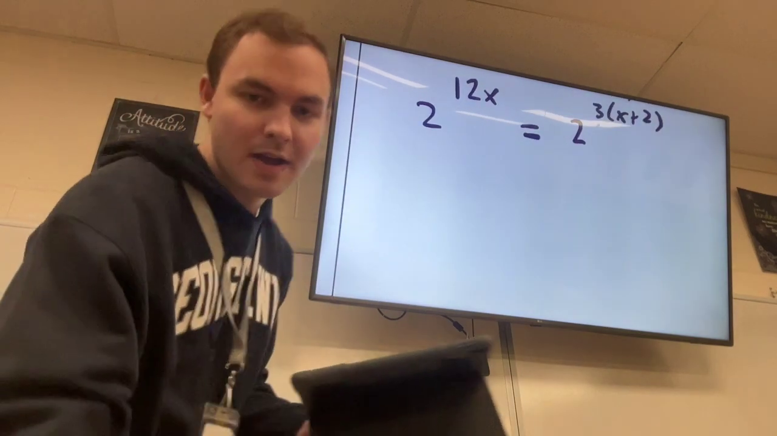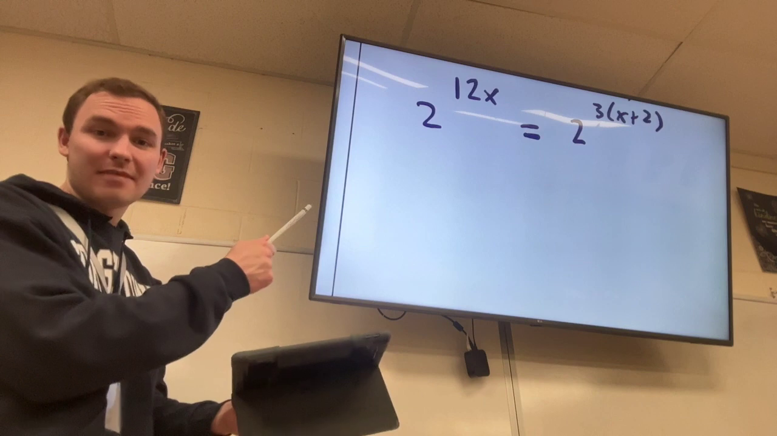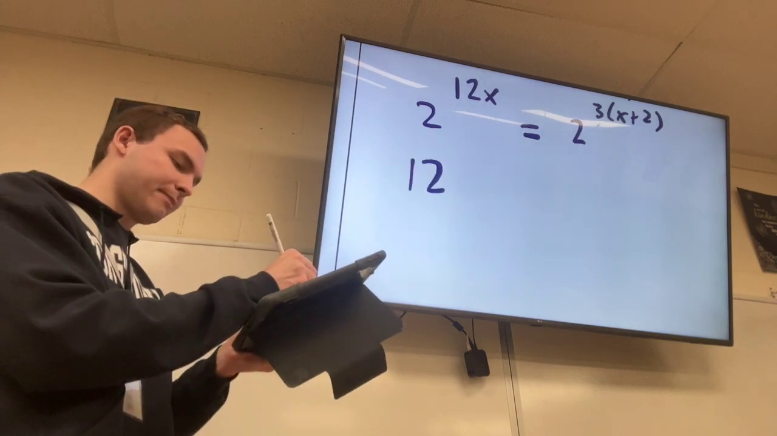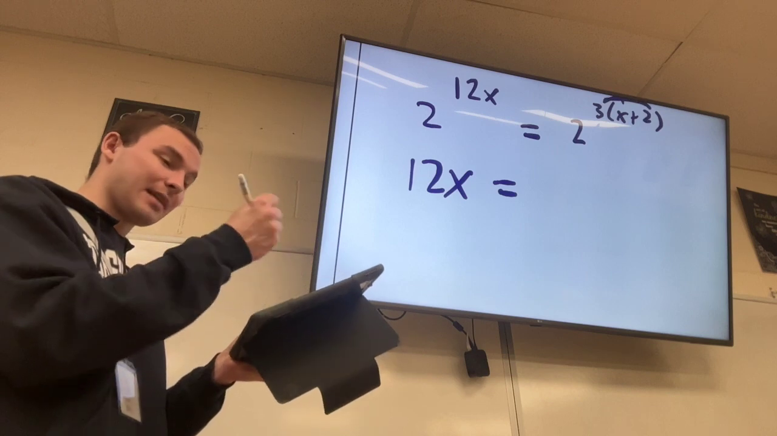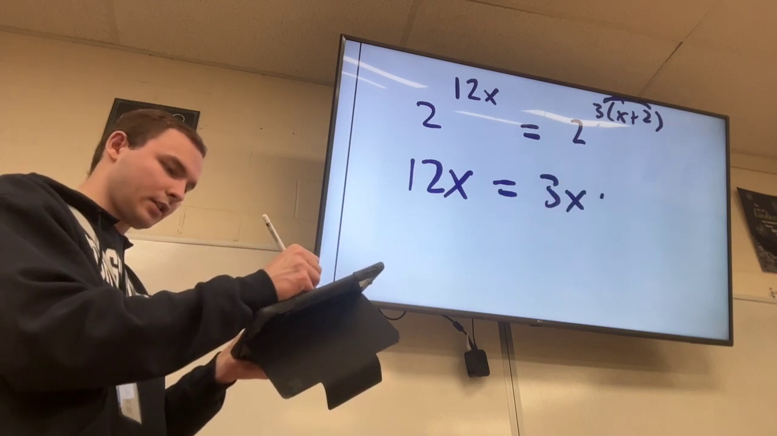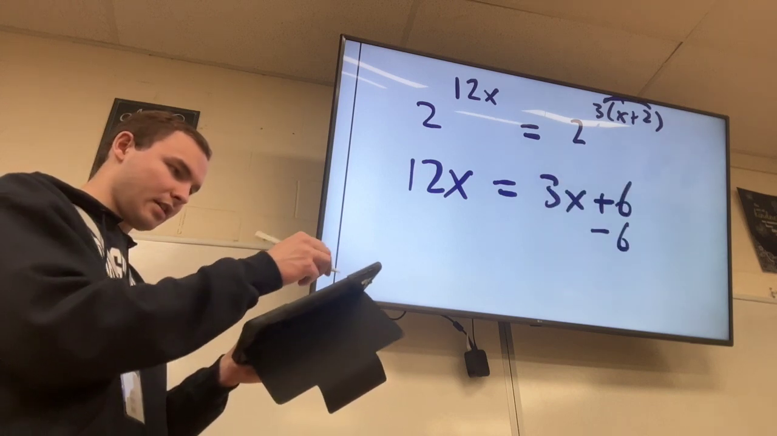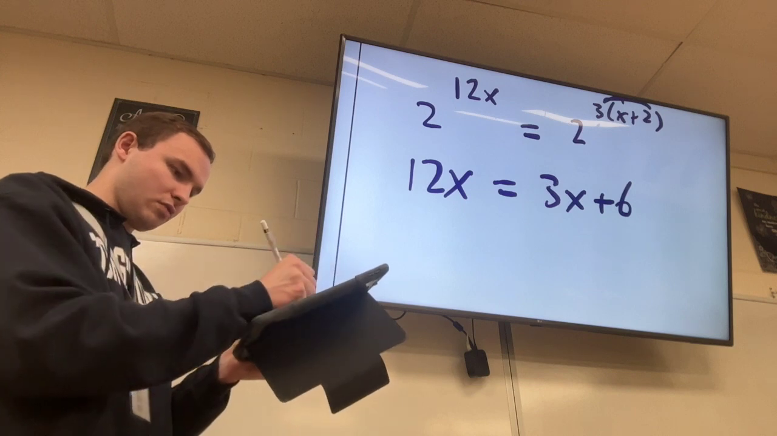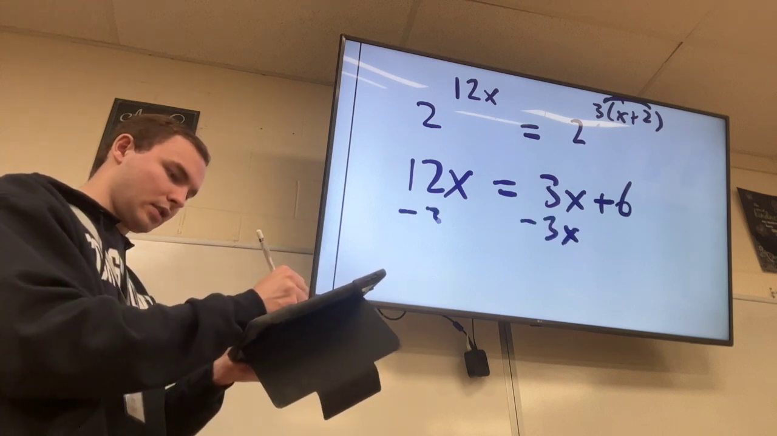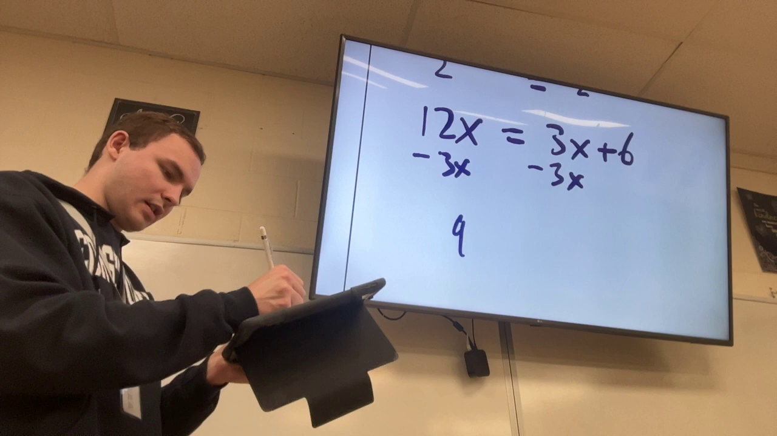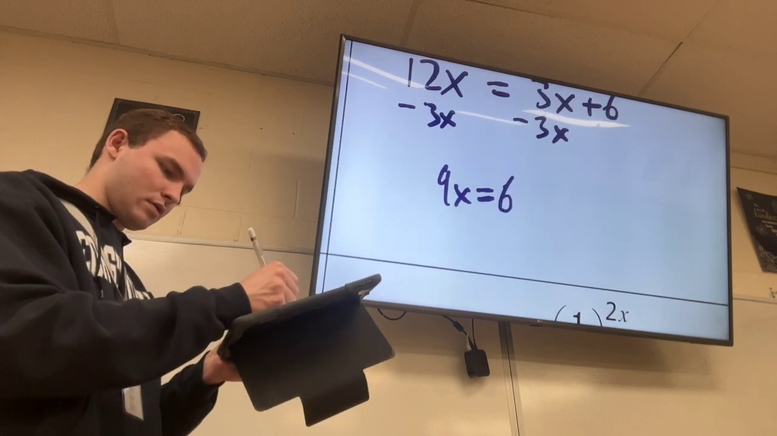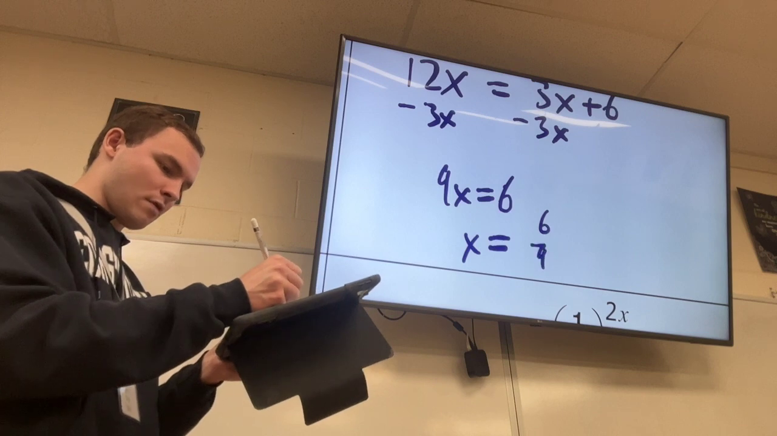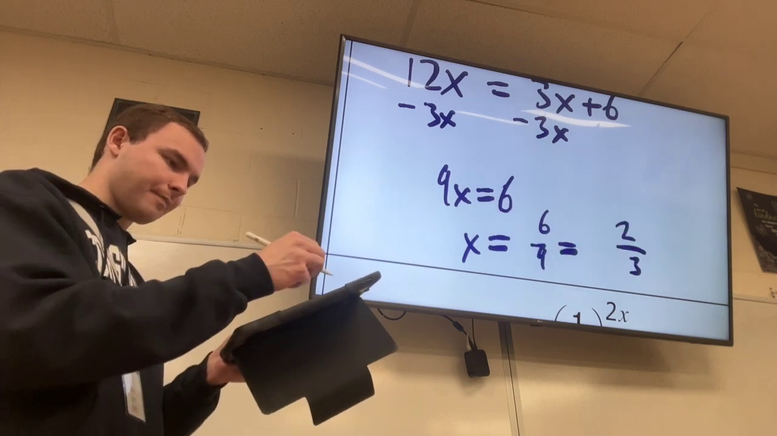Okay. Now, again, my bases are the exact same, so I can just set the exponents equal to each other. I'm going to distribute: 3 times x plus 2 is 3x plus 6. Subtract 3x from both sides. 9x equals 6, or x equals 6 over 9, which is 2/3, okay?